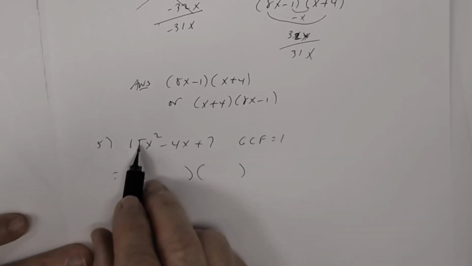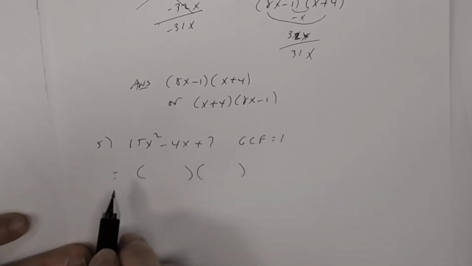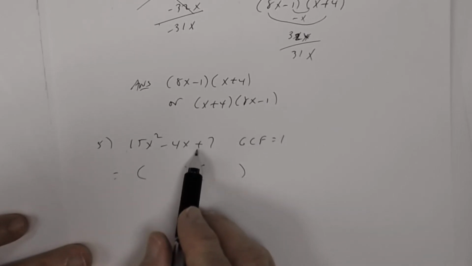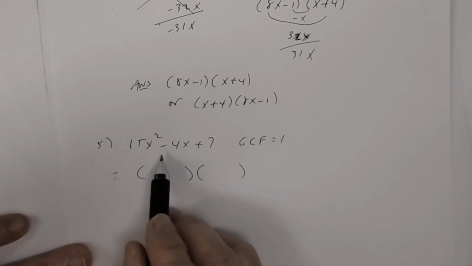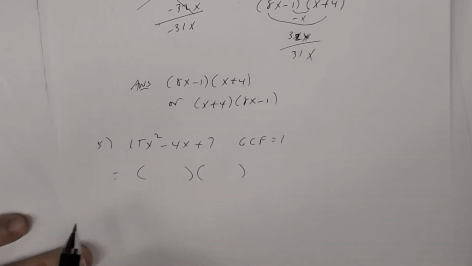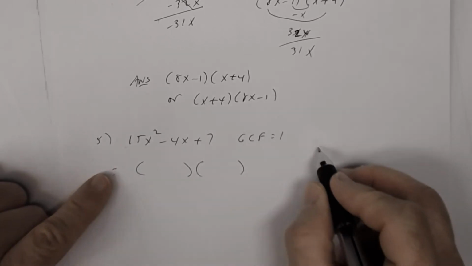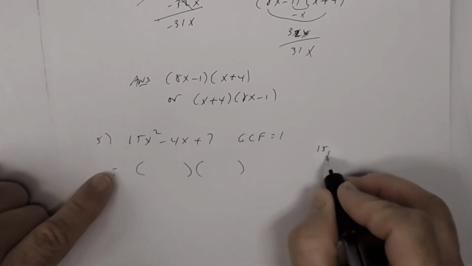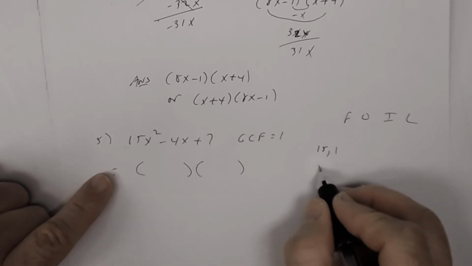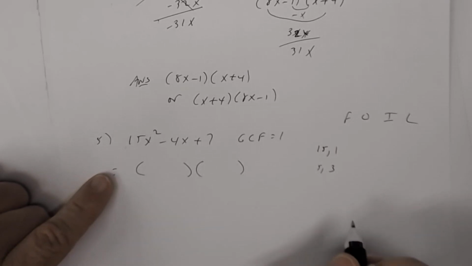15's not prime, but 7 is, so that's not that bad. It's not going to be that difficult. Also, we know the last sign's positive, so that means these signs in here are going to be the same. It'll be both negative, so that makes things a little bit easier for us as well. So let's go back to 15x squared. What are the possibilities for 15? Well, 15 and 1, and don't forget we're going to need FOIL here, and then 5 and 3, right? So let's try 5 and 3 first.